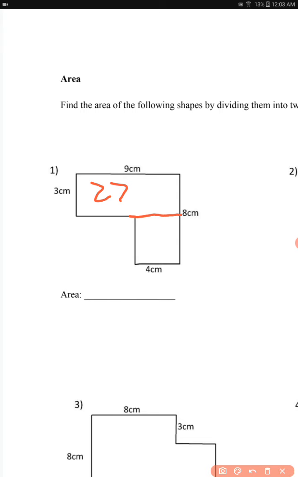Okay. So how would we solve this? We have 4 centimeters right here, but we don't know what the side length is here. 8 centimeters is for this whole thing. But what we do know is that this is 3 centimeters, so this would be 3 centimeters as well. So if this is 3 centimeters, then this would be 5 centimeters, because 3 plus 5 adds up to 8. So 5 times 4 equals 20.